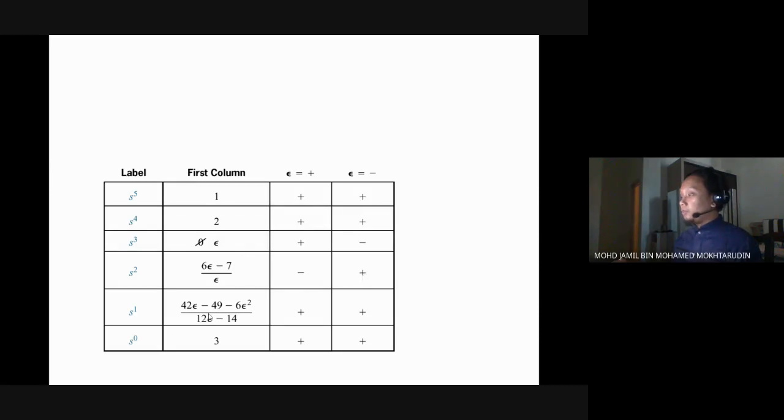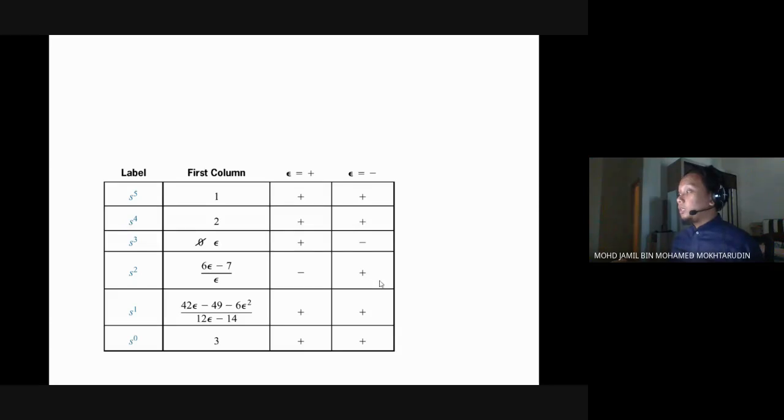S1 also the same. So you put epsilon as negative 0.1 and you get positive. And S3 is also positive. And then you check for the sign changes. So from S4 to S3, there is one sign change. And from S3 to S2, there is another sign change, negative to positive. So also two sign changes.